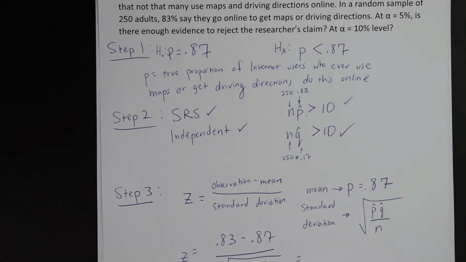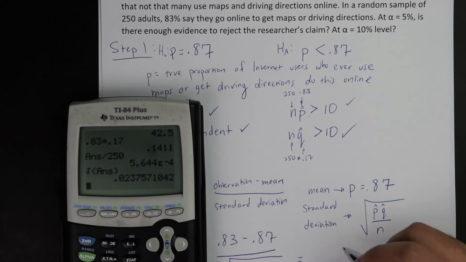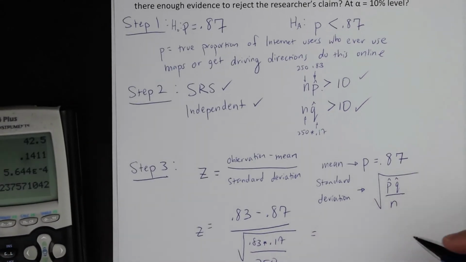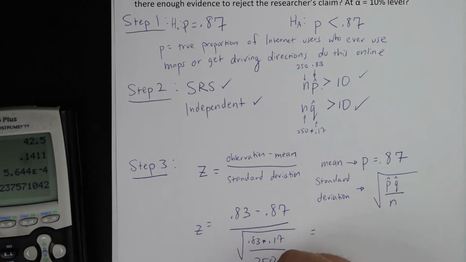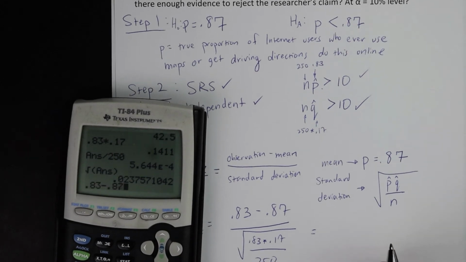I'm going to clean that up right now. So 0.83, and I'm going to put it down here so you could see me doing the work: 0.83 times 0.17 divided by 250. I'm going to square root that whole thing so that I don't mess up any of the values. It's going to be exactly 0.0238, assuming. So I could write this down to make it easier for you to follow: 0.83 minus 0.87 over 0.0238, and that still equals my z. So I'm going to do 0.83 minus 0.87 divided by 0.0238.